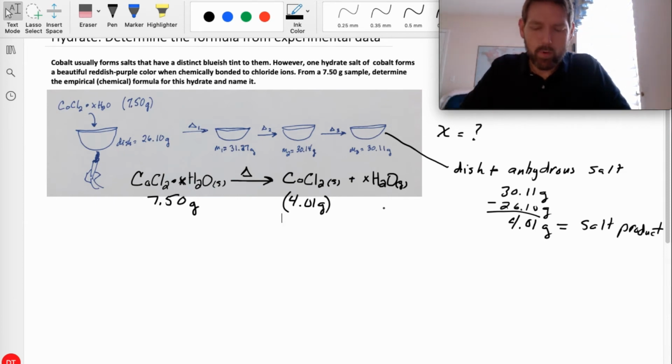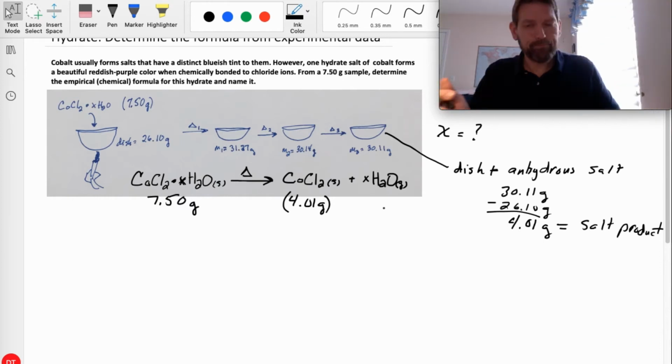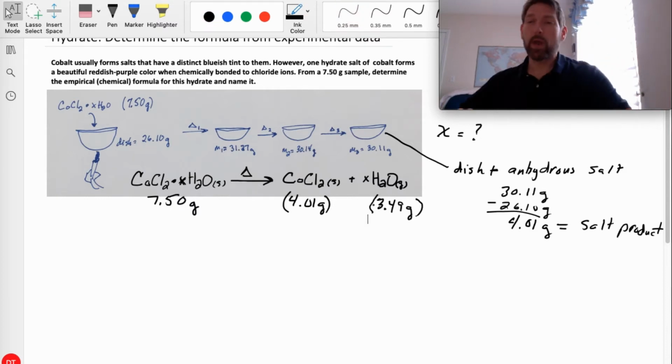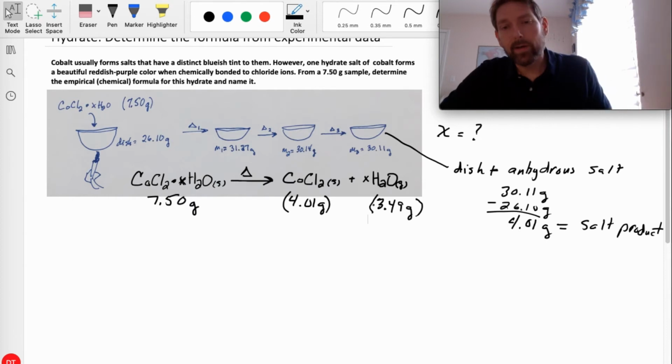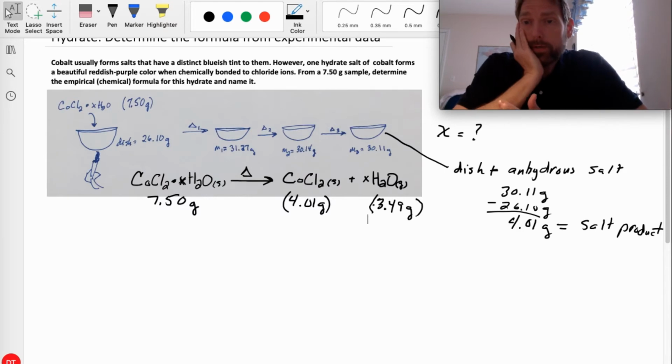So now you've got 7.5 minus 4.01 gives you, you should see, 3.49, right? So that means we've got 3.49 grams of water that evolved off of this reaction. Alright, so now we ask ourselves what we do with this. So there's our basic decomposition reaction so that we can look at what happens with our hydrate. So what do we do next?